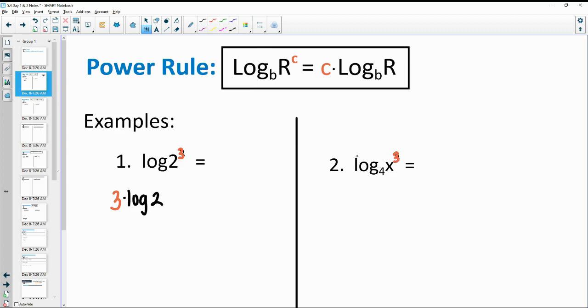In this second one, we again have log base 4 of x to the third. So our power is 3. So we're just going to bring that out front. So we'll have 3 times log base 4 of x.